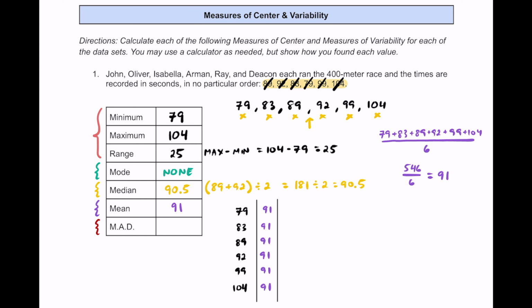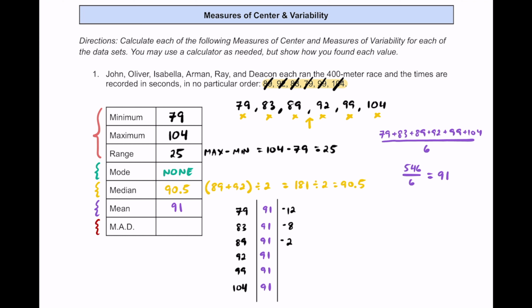So 79 minus this 91, that looks like it's going to be negative 12. So this person was 12 seconds faster than the average. 83 minus 91, that's going to be negative 8. This person was 8 seconds faster than average. 89 minus 91 is going to be negative 2. So this person was 2 seconds below average.